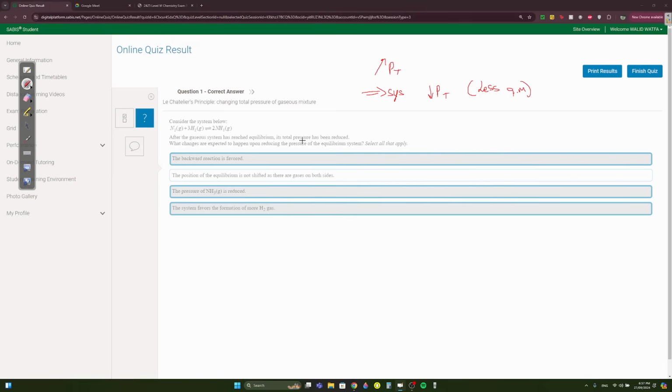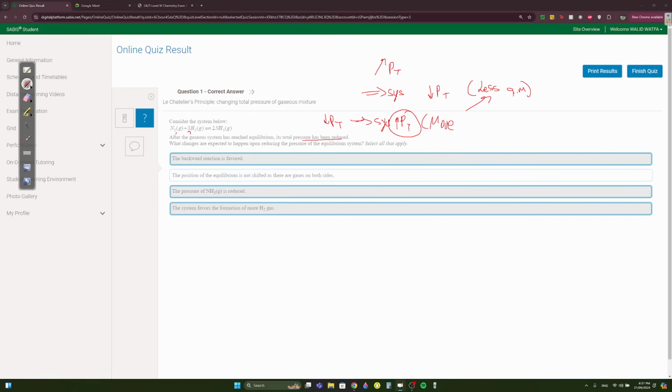But in this case, they decrease total pressure. So of course the system has to do the opposite, so it's going to increase total pressure. We said to decrease, you go to less gaseous moles. To increase, you go to more gaseous moles. If you have more gases, then you're going to have more pressure. Think about it like that. So here we're going to shift to the more gaseous moles.